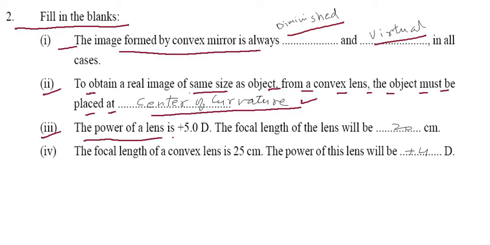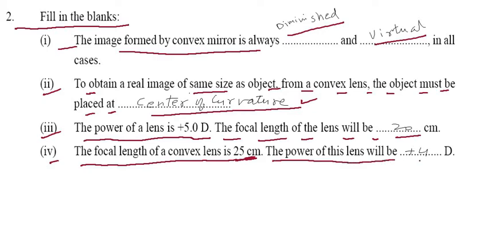Third, the power of a lens is plus 5D. The focal length of the lens will be 20 centimeter. Now fourth one, the focal length of a convex lens is 25 centimeter. Then the power of the lens will be plus 4D. So that means you can fill all these blanks.